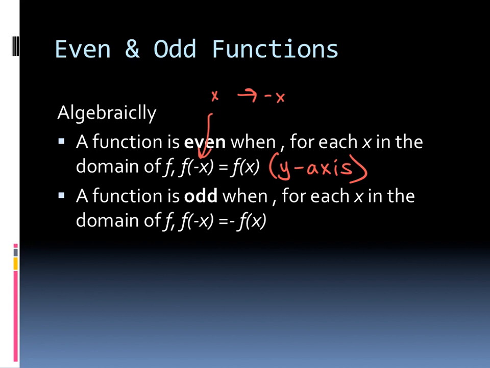An odd function is if you plug in negative x and it changes the entire thing. So this is like saying a negative x would result in a negative y. When do we change both negative x and negative y? Origin. So odd, origin, even, y-axis. Same thing.